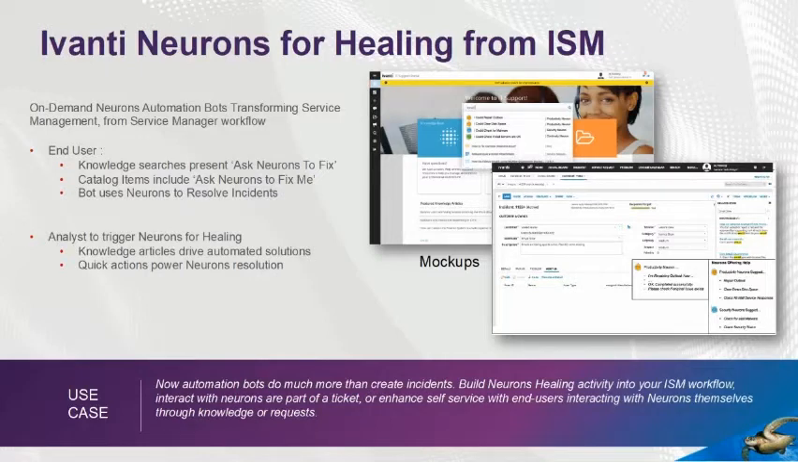The analyst can also trigger Neurons for healing by doing knowledge article searches, and we can help drive and automate some of that process. And of course, the automation behind that is also delivered through the Service Manager workflow tool. And quick actions can also do this. So, I mean, you're familiar from a Service Manager point of view with our quick actions, where it automatically executes a set of steps, right? But now this could be, hey, I want to execute a quick action on this end user's device that is going to stop a rogue service, as an example, or execute a PowerShell, or do something specific to try and help remediate a particular instance.